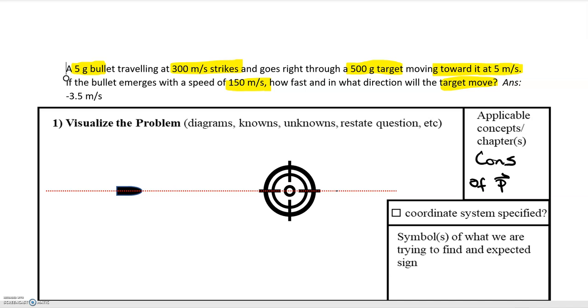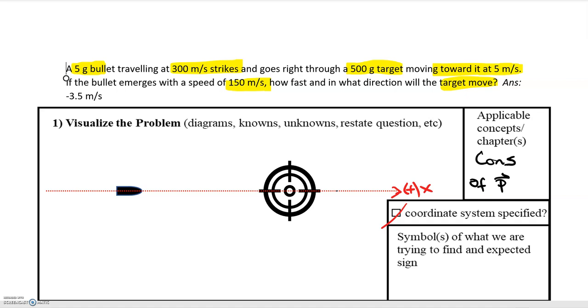Again, with every problem, the first thing you want to do is define a coordinate system. Since we have vectors here, momentum is a vector, velocity is a vector. I'm going to choose to the right to be the positive x direction. And now, since we've defined our coordinate system, we can start labeling our knowns and unknowns.